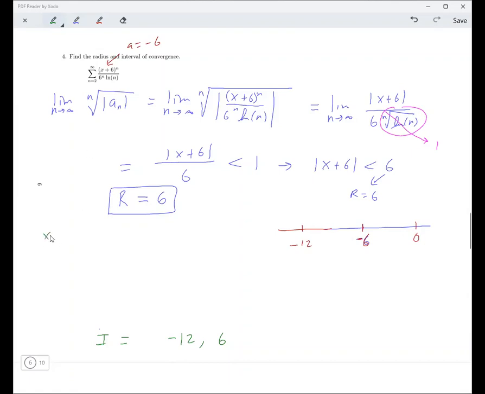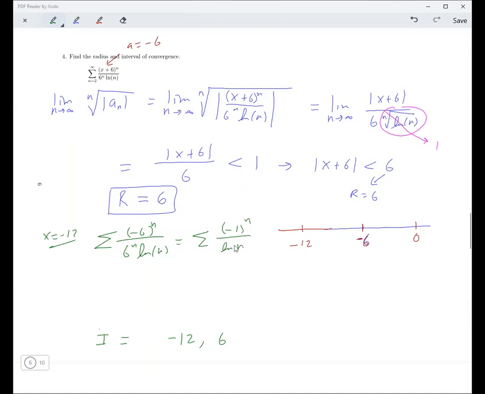Okay, so let's start with -12. Let's see what happens there. When x is -12, then we have -12 plus 6. That's -6 to the n over 6 to the n log n. That reduces to -1 to the n over log n.